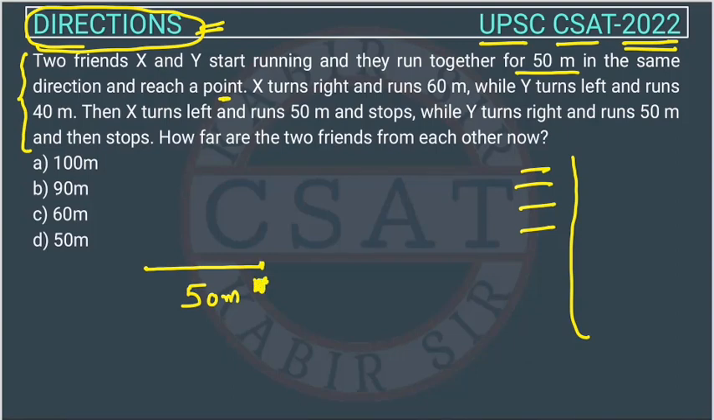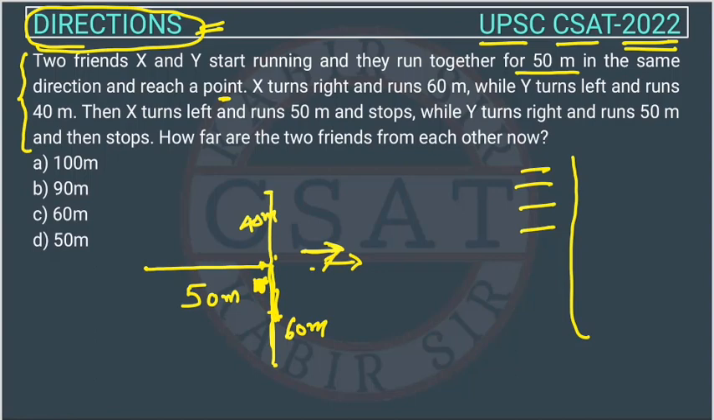Now X turns right. So they are facing this side, and the right direction for X will be this side. So X goes right and runs 60 meters, right? While Y turns left. Y's direction is also this side, so he is facing this side, and the left of Y will be this side. So Y runs this side and runs 40 meters. This is 40 meters, right?